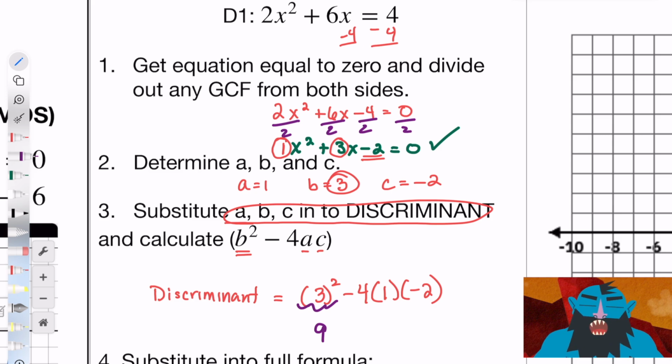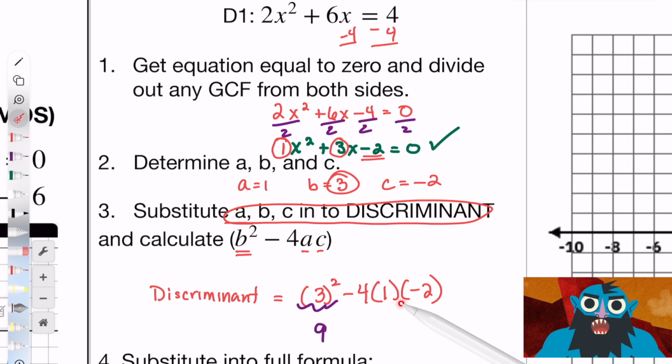The second thing is the multiplication here. Right there we have this multiplication. So I sometimes take the negative and treat it like negative 4 times 1 times negative 2. And other times I just leave the negative and treat it like a positive 4 times 1 times negative 2.